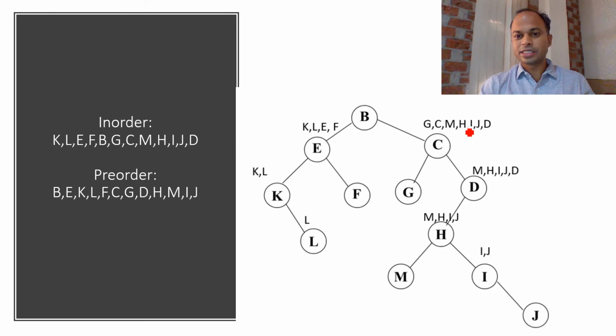GCMHIJD. Further we have to refer to KLEF from pre-order, KLEF, and first value is here E, therefore E is the root, and we have to refer to in order for KLEF, and E is the root, therefore left value is here KL and right value is here our F. We have marked KL and F.